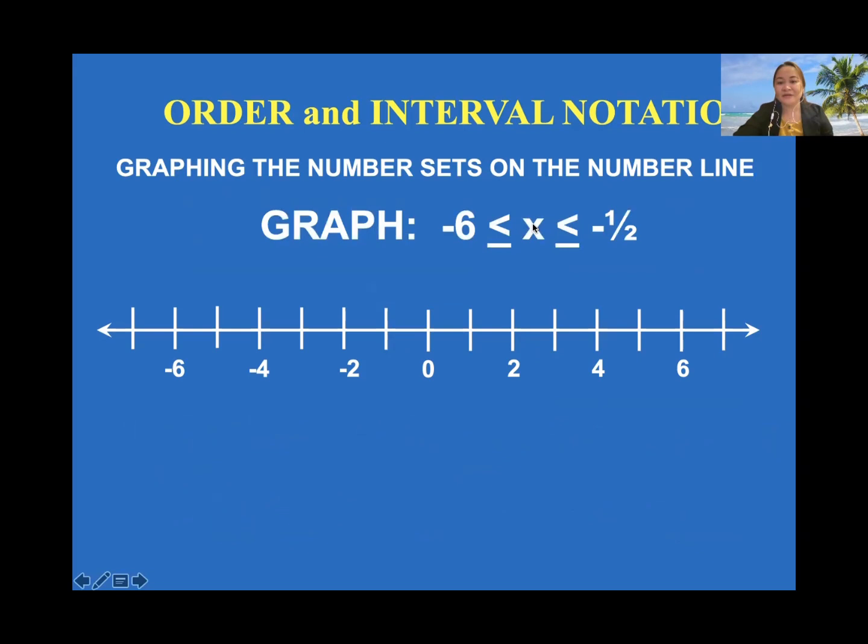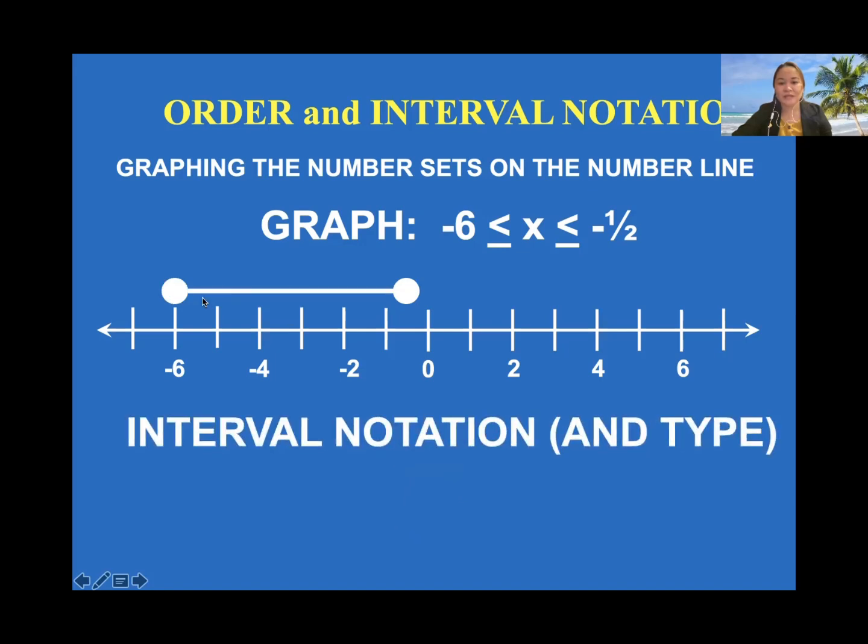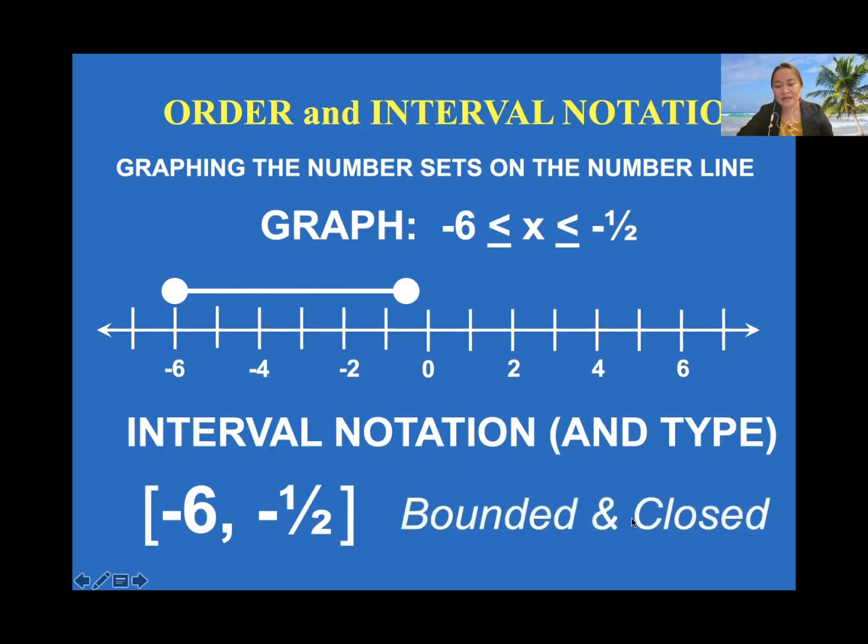Next, x is greater than or equal to -6 but less than or equal to -1/2. Closed. So here's the graph, closed from -6 to -1/2. In interval form, closed -6, comma, closed -1/2. So bounded and closed.